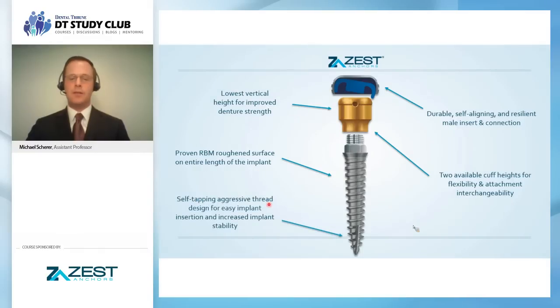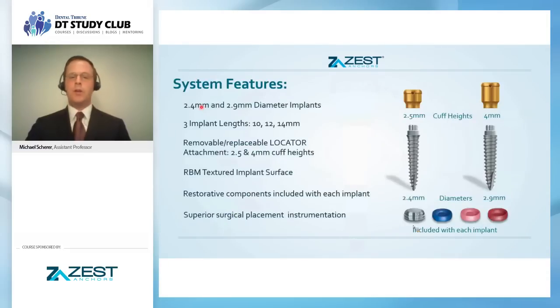self-tapping aggressive thread design. So yes, you could undersize your osteotomy based upon your clinical situation here. You have a self-tapping design that will allow for increased implant stability. They do come in 2 different diameters, either a 2.4 or a 2.9. There's 3 different lengths, allowing for greater versatility, 10, 12, or 14. What I can tell you in my clinical practice is that 12 millimeter implants are generally the go-to implants for me. I tend to stay away from the 10 millimeters unless I have anatomy that I have to avoid. And the 14 millimeter implants do have their place in certain situations, but for the vast majority of the time, we're placing 12 millimeter implants.